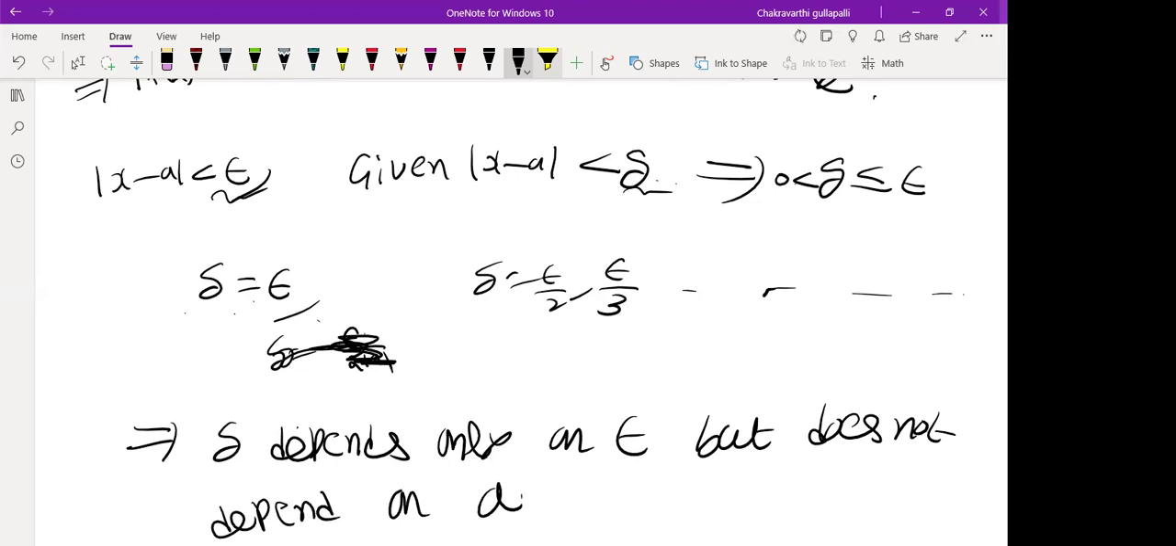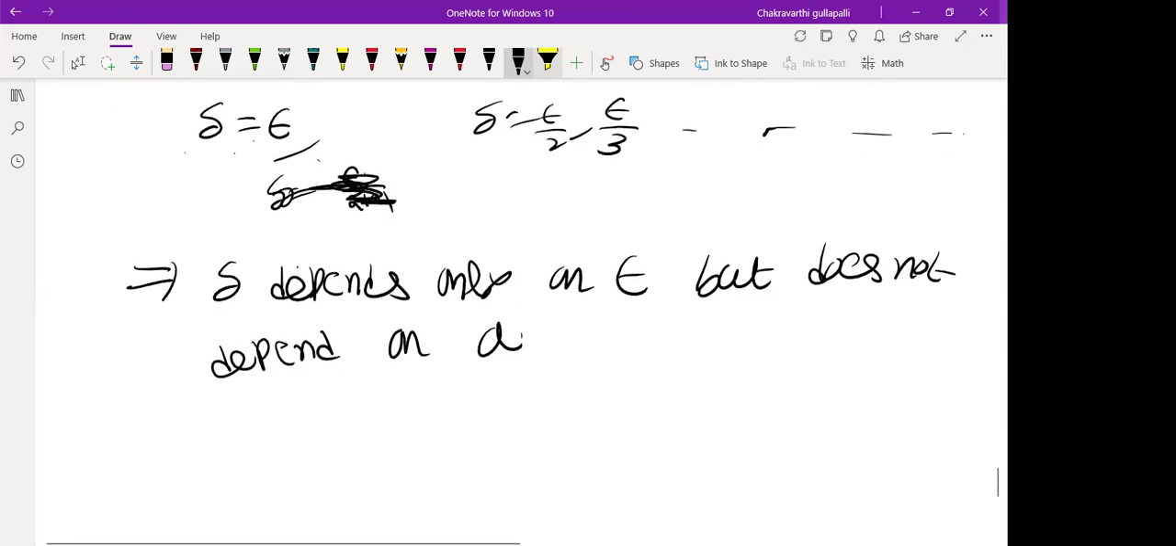Because you did not get delta in terms of A. If you get delta in terms of A, then we say delta is depending on A. But it is depending only on epsilon, but does not depend on A. This is what is called continuity. If delta depends only on epsilon, then we call the function not only continuous, we call it uniformly continuous at x, particularly over that interval.